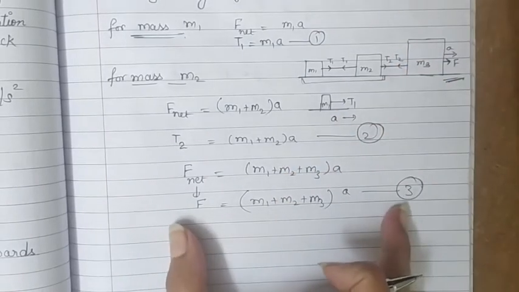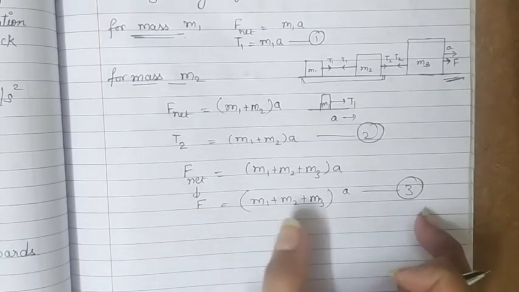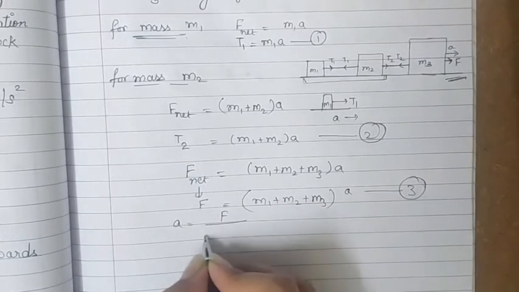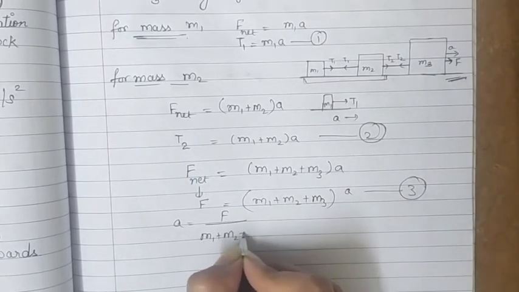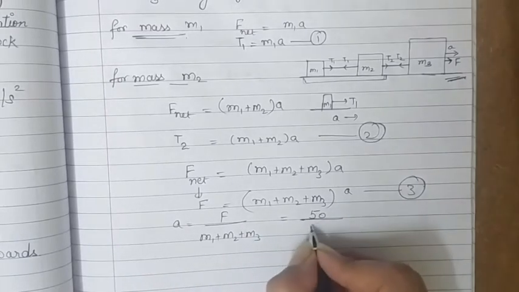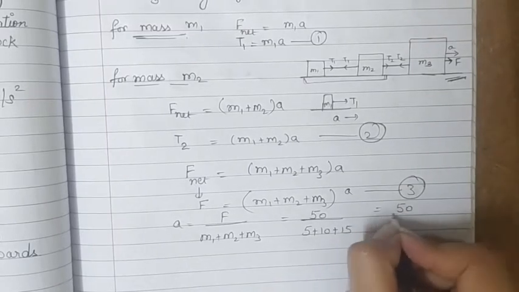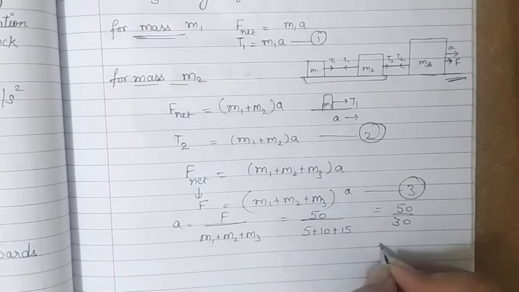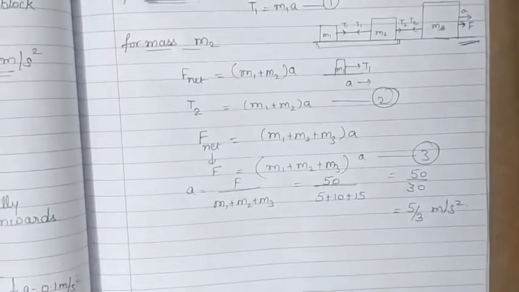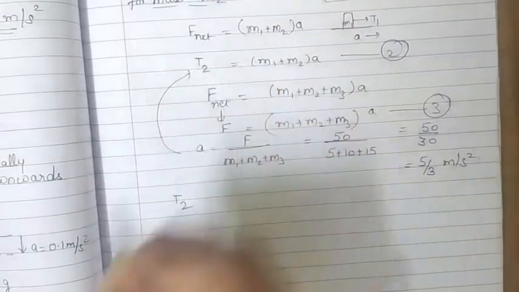So I am starting with equation number 3. From equation number 3, we know the values of F, M1, M2, M3 and can get A. So A is equal to F upon (M1 plus M2 plus M3), which is equal to 50 upon (5 plus 10 plus 15). That means 50 upon 30, or the acceleration is 5 upon 3 meter per second square. This is the acceleration.